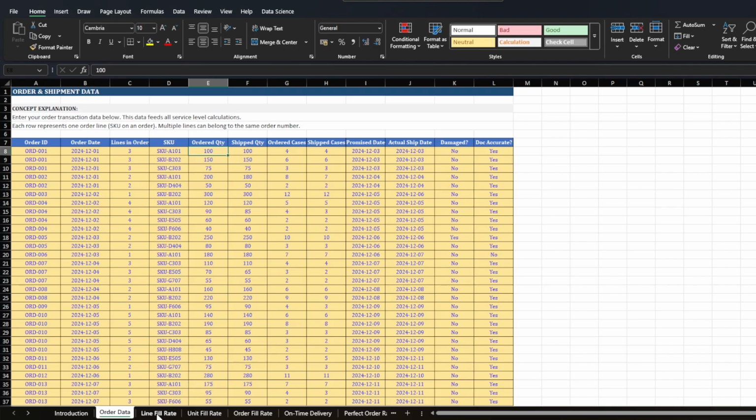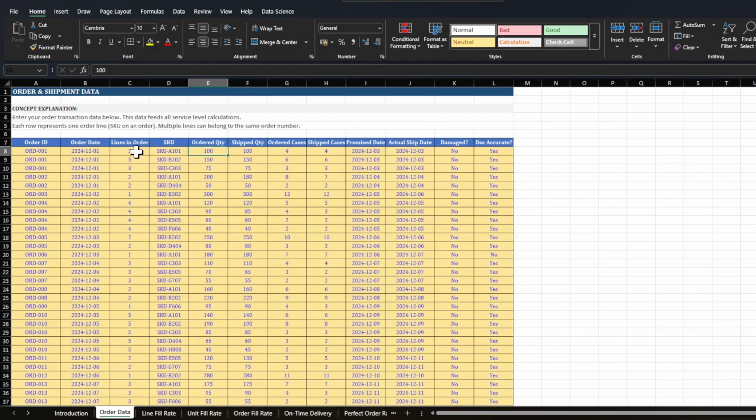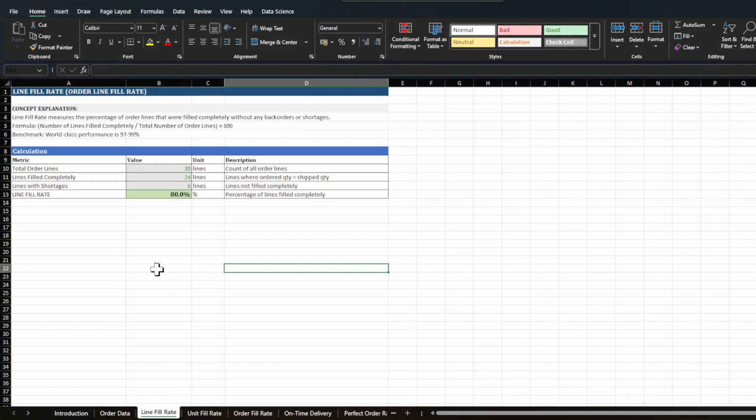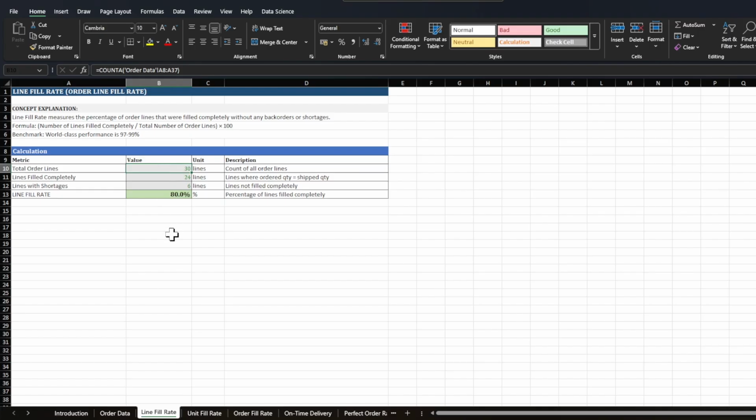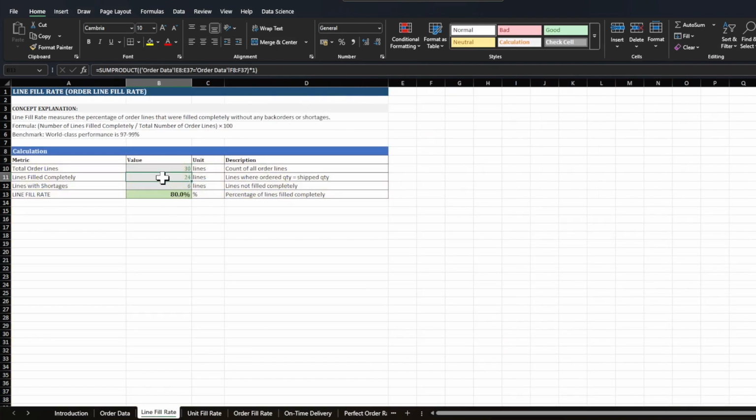The first of all is the line fill rate. Line fill rate measures the percentage of order lines that were filled completely without any back order or shortages. So when we talk about lines, as I was saying in the order data, lines means number of SKUs. So what we are doing here in terms of line calculation, we are just checking how many total lines are there, which is the sum of column D. How many lines are there?